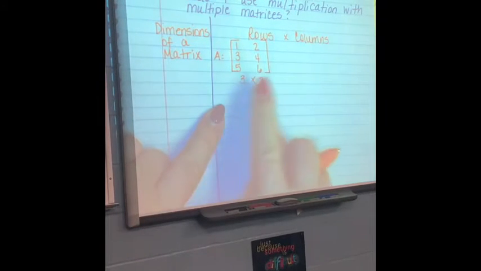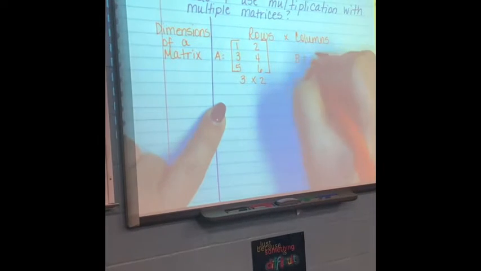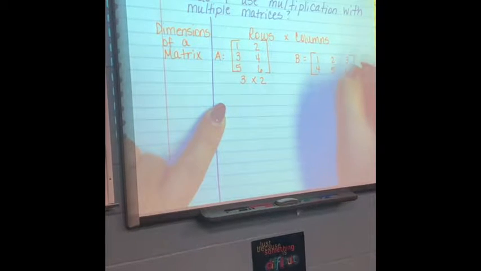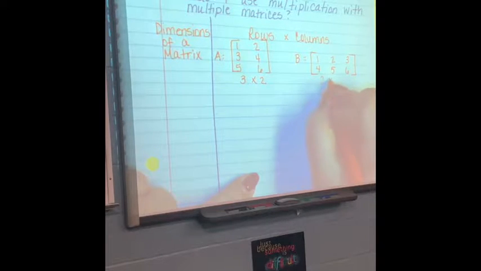Rows are left, right. Columns are up, down, right? Okay. What about this one? Two rows by 3 columns. So it would be 2 by 3.